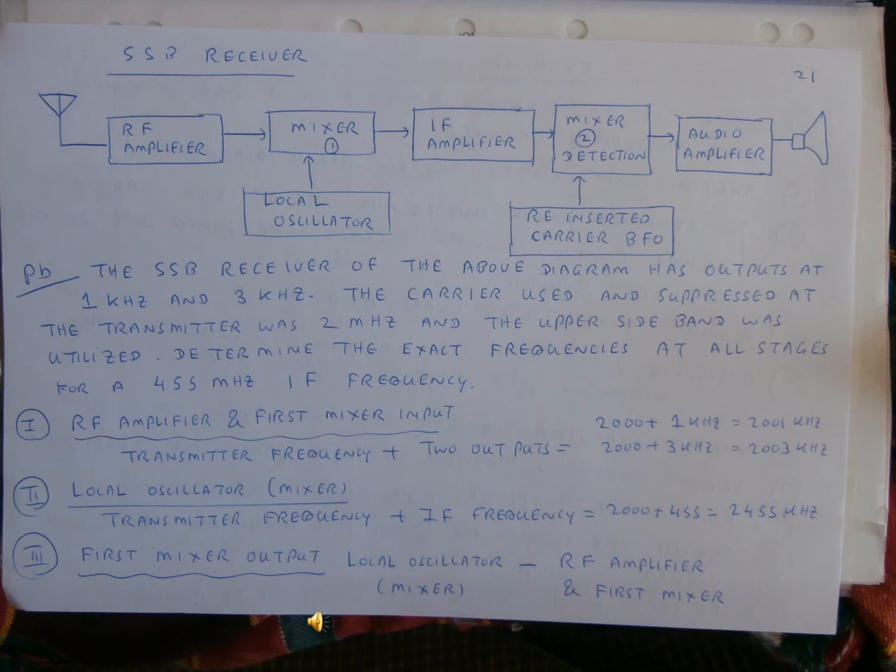So that will be 2000 plus 1 kHz, which is 2001 kHz, and 2000 plus 3 kHz, which is 2003 kHz. Second, the local oscillator with the mixer: the transmitter frequency plus the intermediate frequency, 2000 plus 455, so 2455 kHz. And that's it for the first mixer output: the local oscillator frequency minus the radio frequency amplifier output of the first mixer circuit.